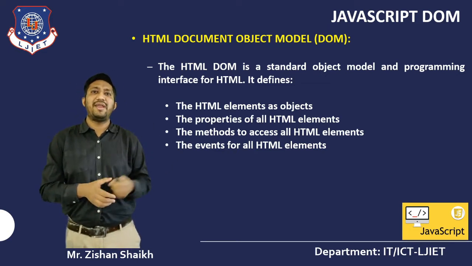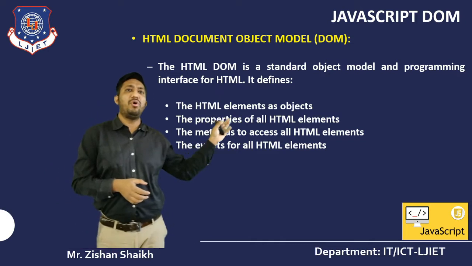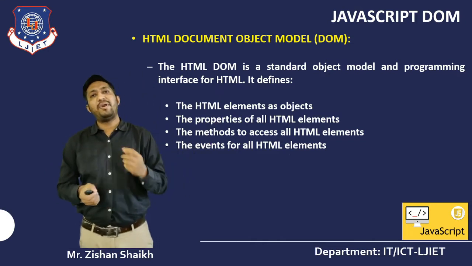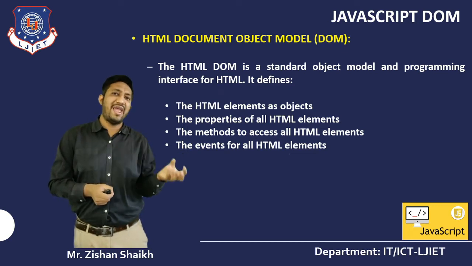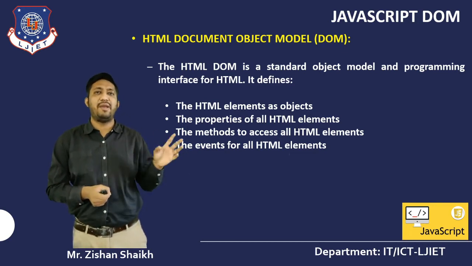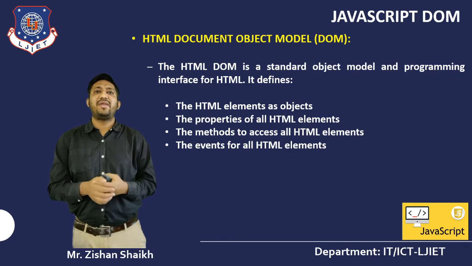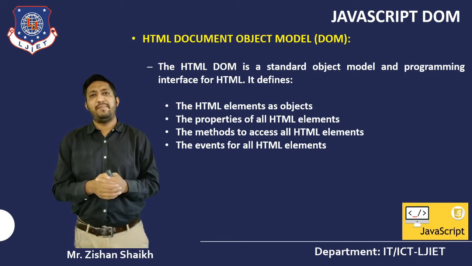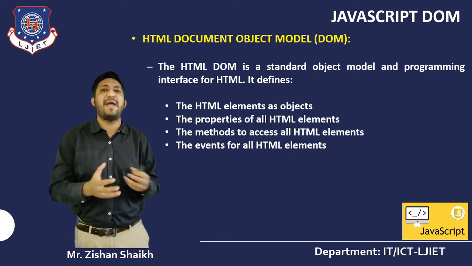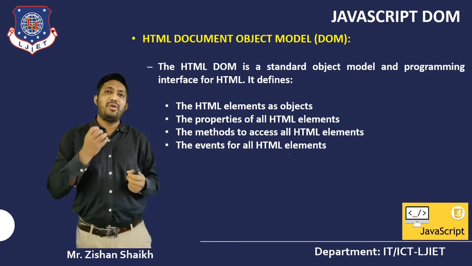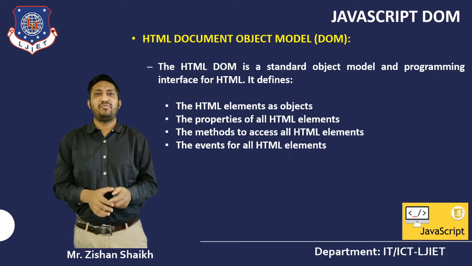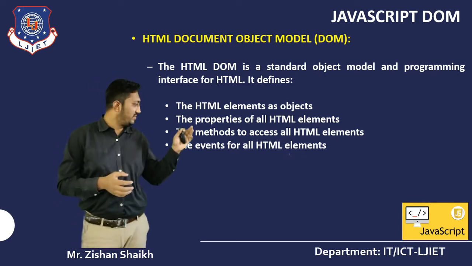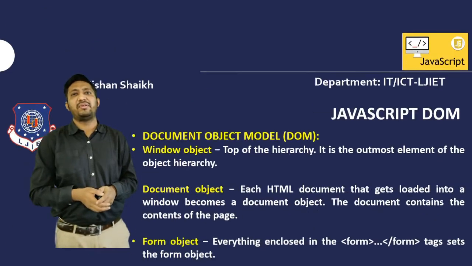Next are the properties of all HTML elements. The properties provided by these elements we can also access with the help of the DOM. Next, we can access all the HTML elements. We have a number of methods and a number of events for accessing the elements. In this video we will see all these things one by one.